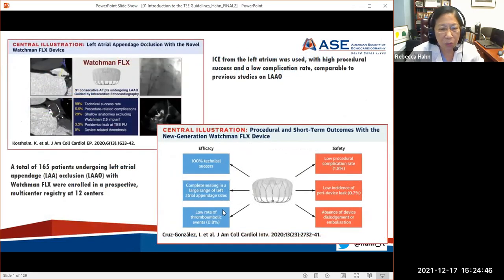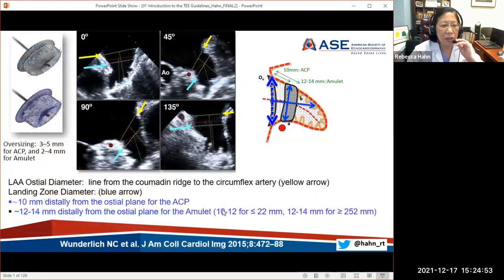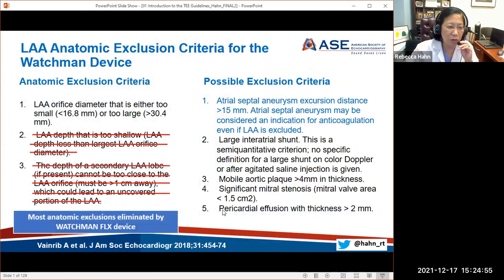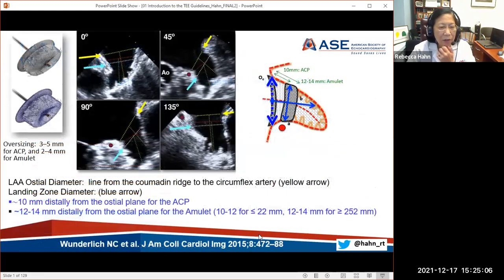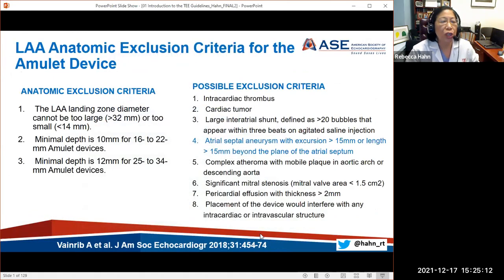The current devices that we're using are going to be the Watchman Flex device, and then the nice, beautiful review that came out of NYU. Obviously, many of the anatomic exclusions are no longer valid in the setting of the Flex device. Now, the new device that's been approved is going to be the Amulet. This, again, is going to take some experience to understand what the anatomic exclusions as well as inclusion criteria should be.